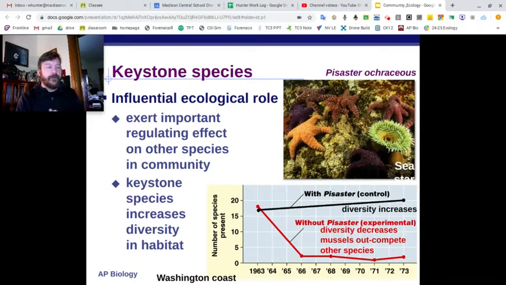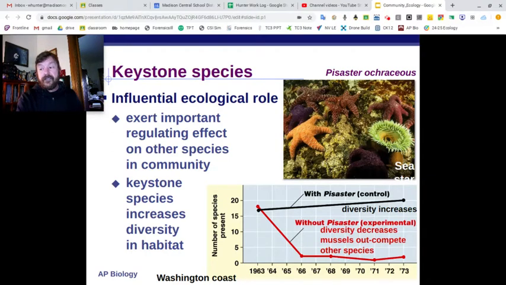So we'll focus in a little bit on keystone species here. They are really important because they regulate the other organisms in that ecosystem, and they help to keep diversity up. When there's a keystone species present, usually there is a population hierarchy within the ecosystem that is predictable and sustainable. And this is an example here.